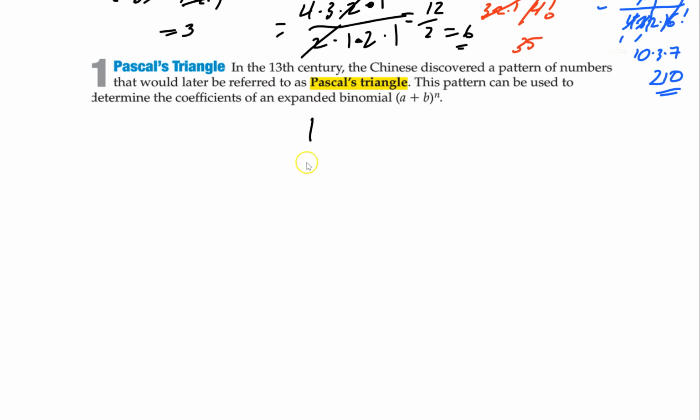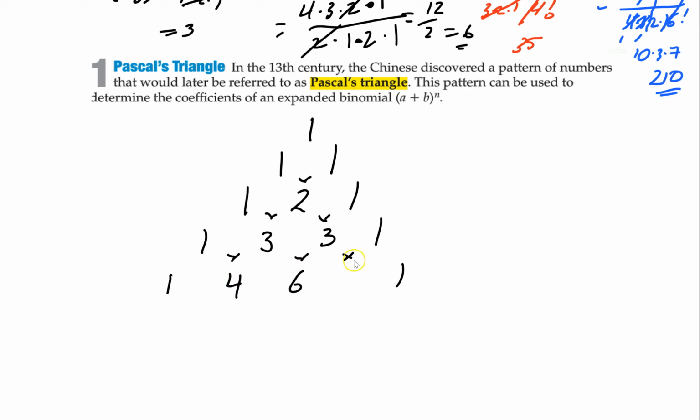You do 1, you bring 1 down each side. And then the next time we do 1, we add these 2 up. 1 plus 1 is 2. Then we do it again. Add these 2 up, 3. Add these 2 up, 3. Bring down the 1s. Add these up: 4, 6, 4. And you keep on going. That's Pascal's triangle. You just build it. Once you learn how to build it, then you're good.